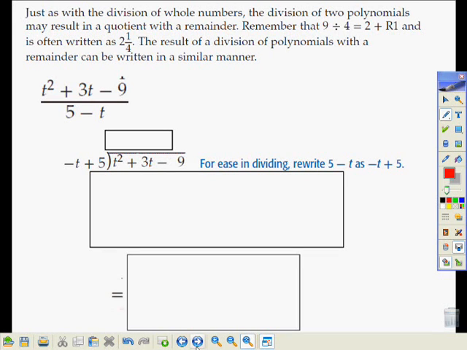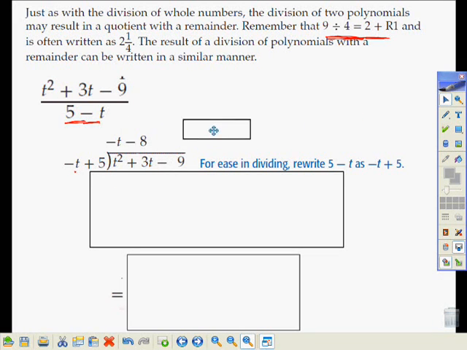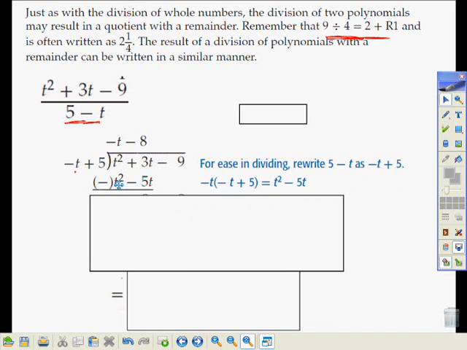Okay, now the next thing they do is they show us a shortcut. Oh, let's look at what to do with the remainder here. So if we have a remainder, okay, we're going to go through the same step. Notice what they did here. They had 5 minus t, but they wanted t to be first, so they rewrite it as negative t. They look at the t squared there, and they see that t squared goes in negative t times. So negative t times negative t is going to give us a positive t squared.